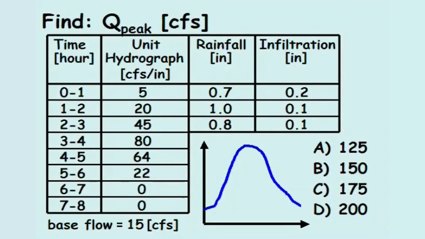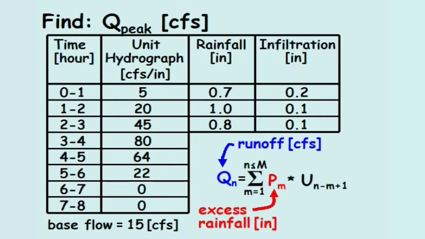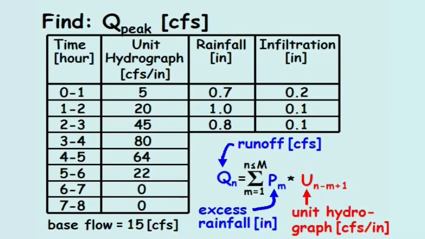To calculate the runoff hydrograph, we'll use the discrete convolution equation, which discretizes the data into equal periods of time, such as 1 hour. In this equation, Q sub n equals the runoff values, which we're trying to calculate, in units of cubic feet per second. P sub m is the average excess precipitation in the watershed, in inches, and U sub n minus m plus 1 is the unit hydrograph specific to the watershed, in units of cubic feet per second, per inch of excess rainfall.